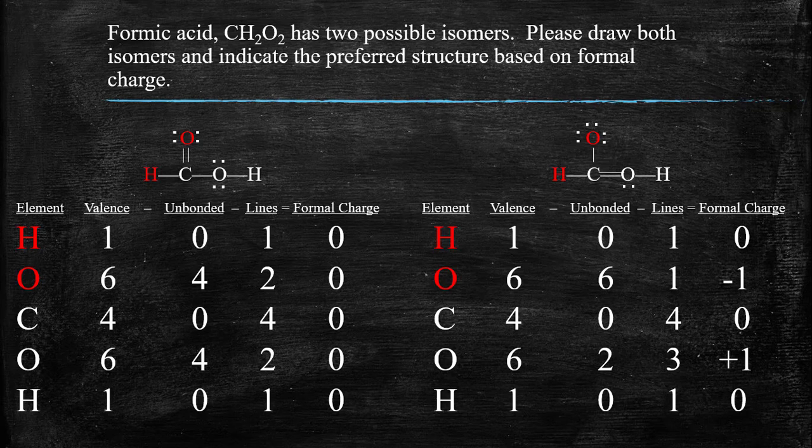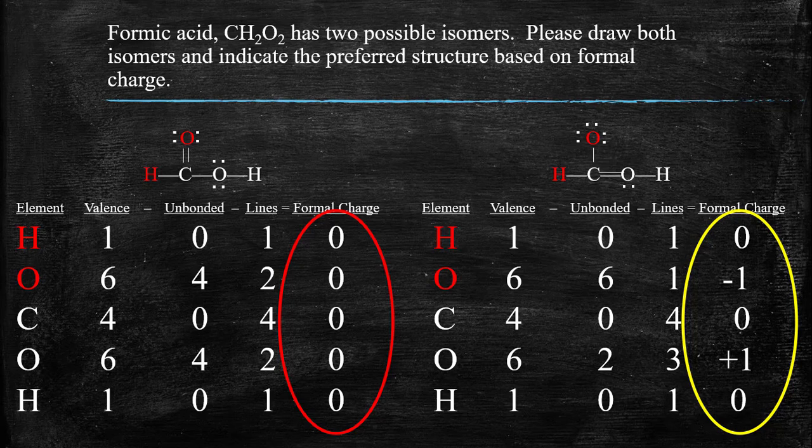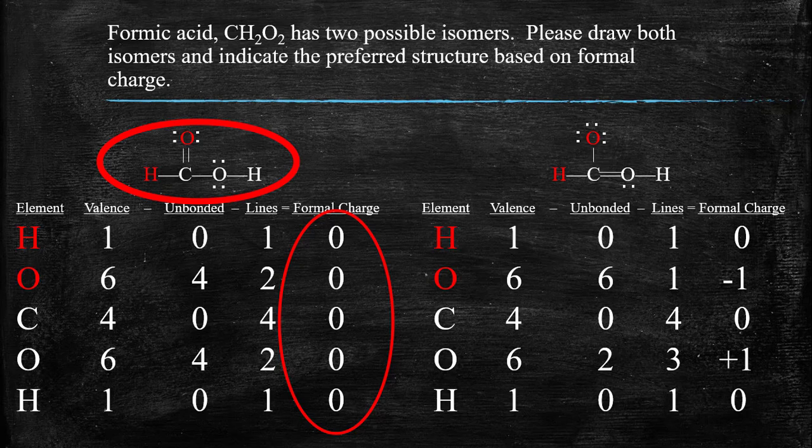So now looking at the formal charges, we see that over here the formal charges are all 0, while over here we have a formal charge on the red oxygen of minus 1 and on the white oxygen of plus 1. So the formal charges on the left-hand side are closer to 0 than those on the right-hand side. So that would make this the preferred isomer.